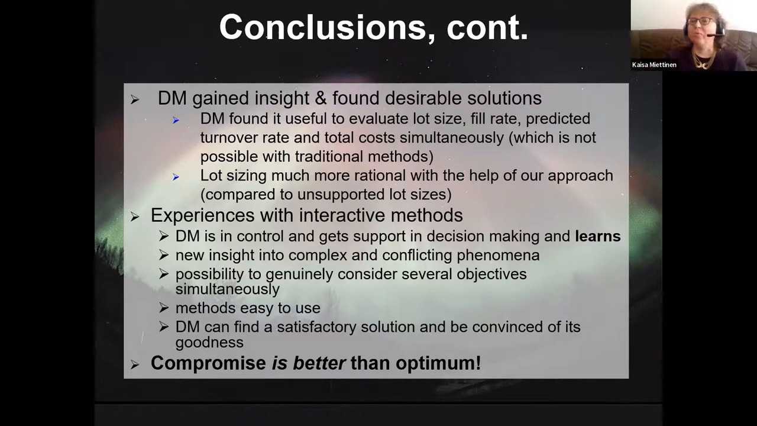So finally, compromise is better than optimum. Optimizing several objectives simultaneously is better than optimizing one and ignoring the others.